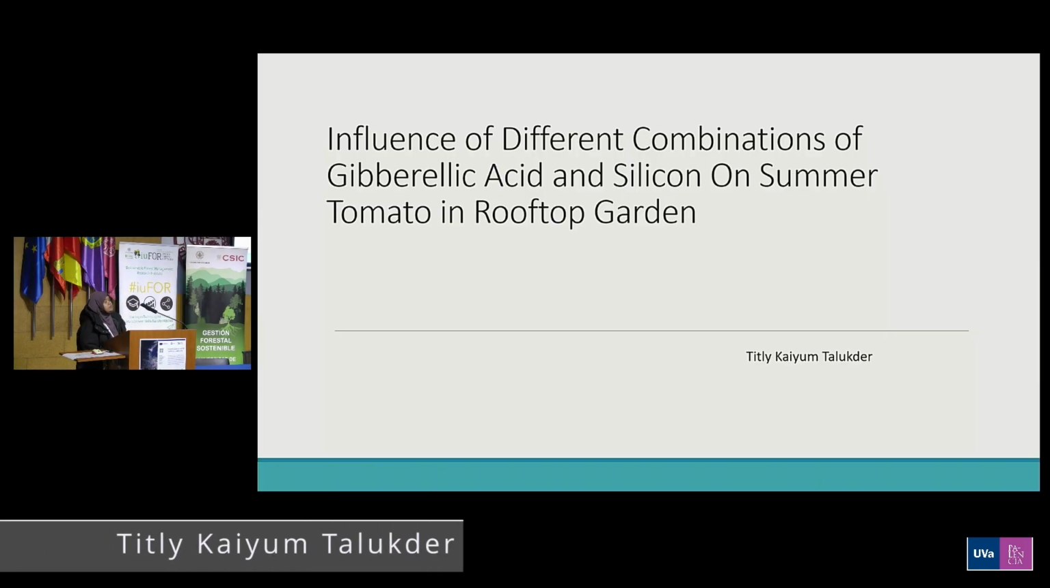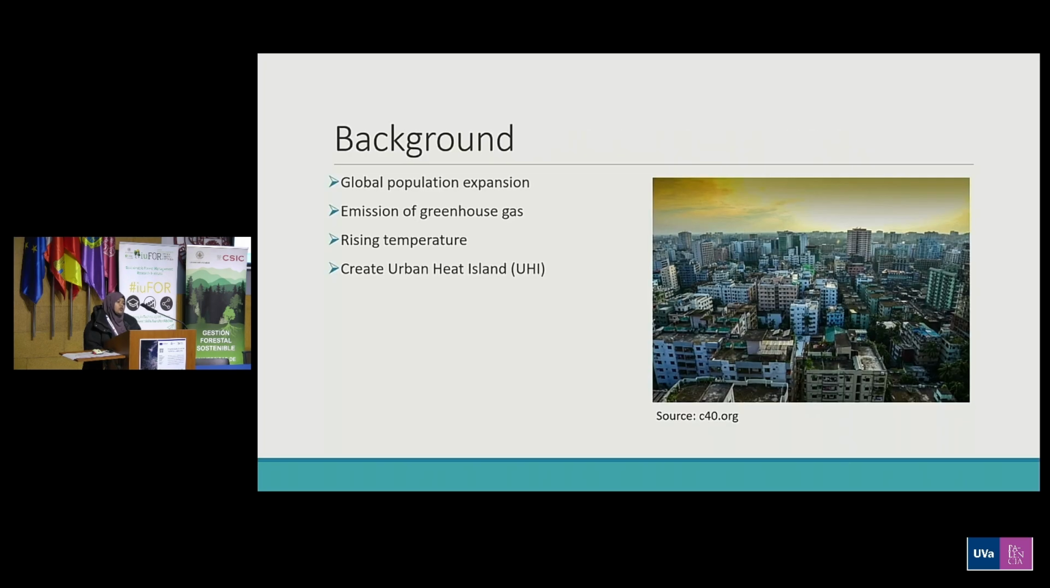Today, I'm going to present on an experiment that I did during my master thesis on agricultural botany. What motivated me to do this research was a huge global population expansion that is affecting the urban environment and degrading the urban environment. It's causing the emission of greenhouse gas, rising the temperature, and also creating urban heat island.